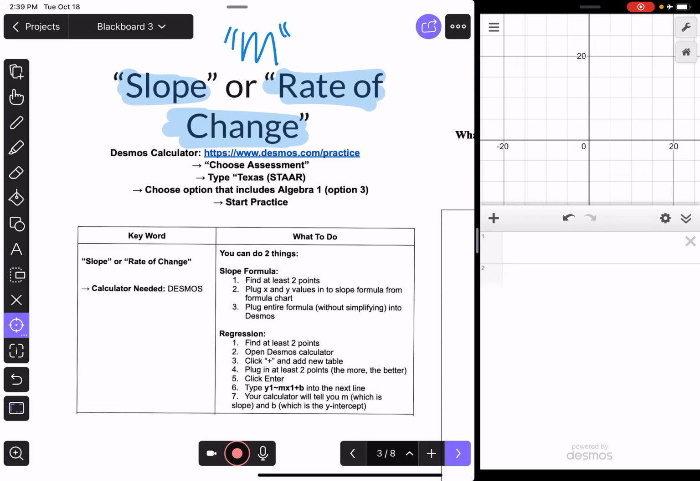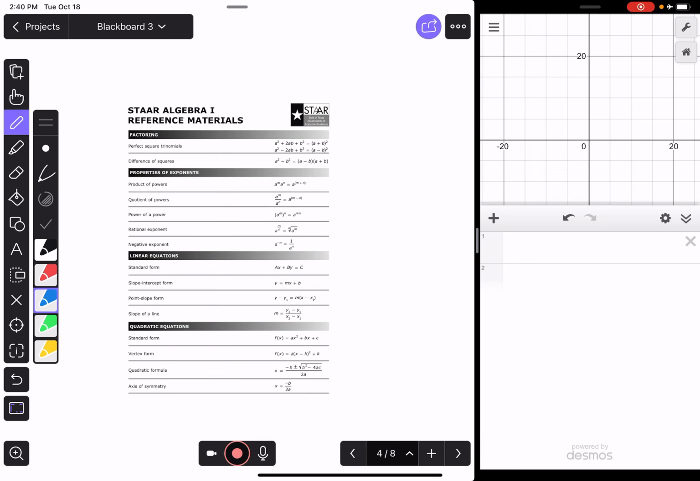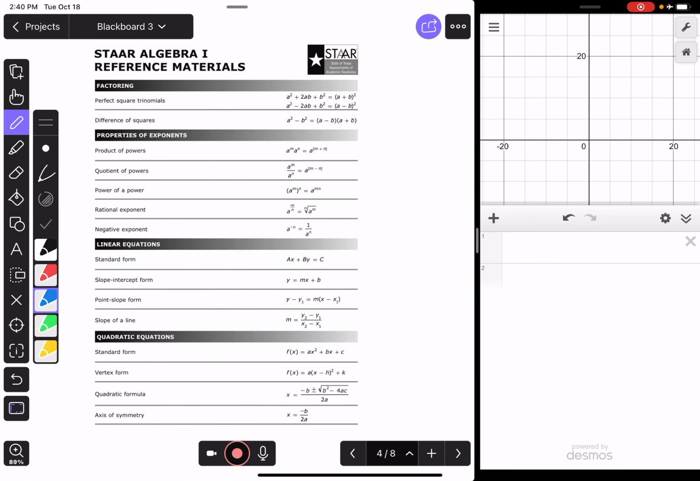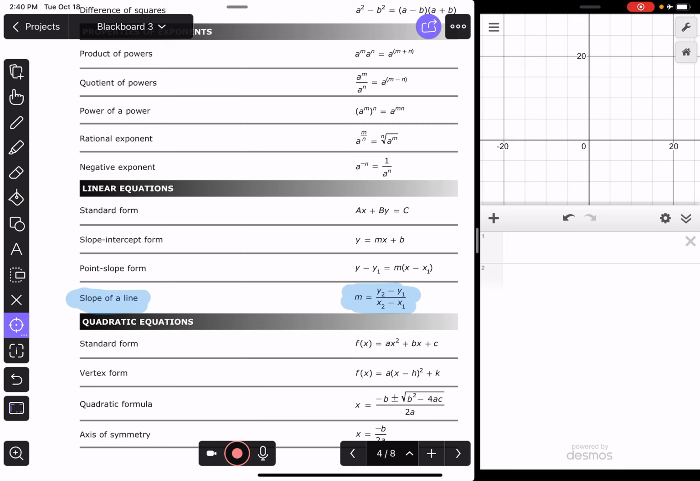What that is referring to is this formula chart that you get on your STAR test. When you take your STAR test, all of these formulas are given to you. If we zoom in down here, we see a formula for the slope of a line, or the rate of change of a line. And it gives us this formula. So if we're able to find x1, x2, y1, y2, and just plug it in, we're able to actually solve the problem.